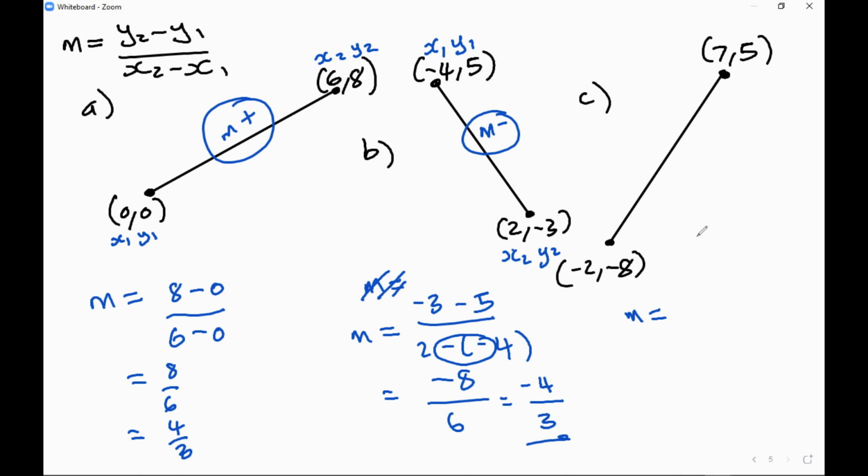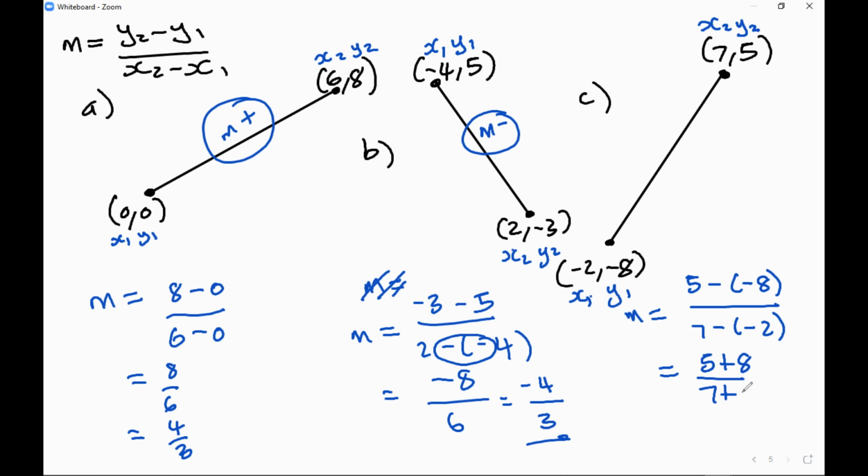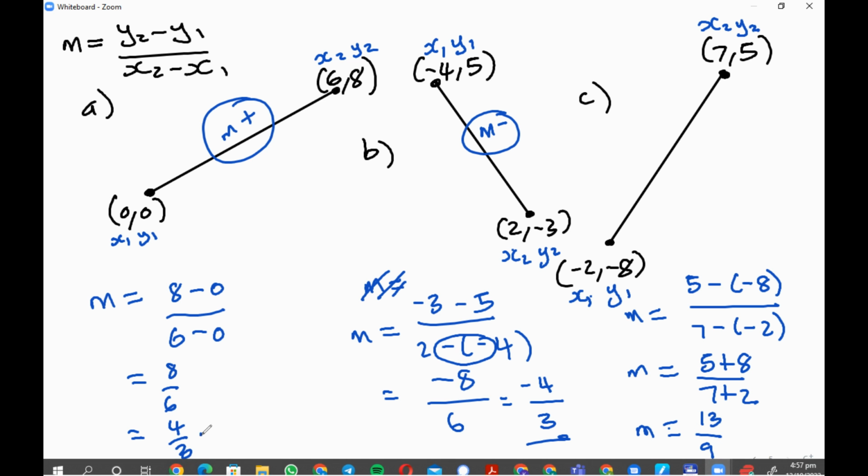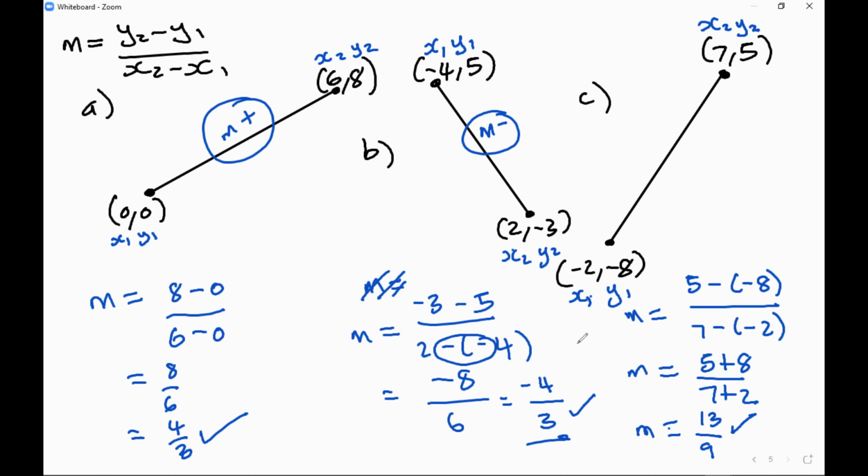And then m, for the last one, calling this x1, y1, and x2, y2, we have y2 minus y1, so 5 minus 8, over 7 minus 2, and it becomes 5 plus 8 over 7 plus 2, which is going to be 13 over 9, and that's your gradient. So 4 over 3, negative 4 over 3, and 13 over 9.